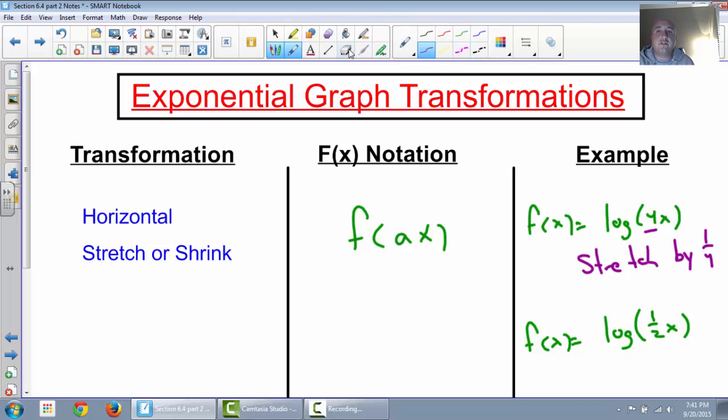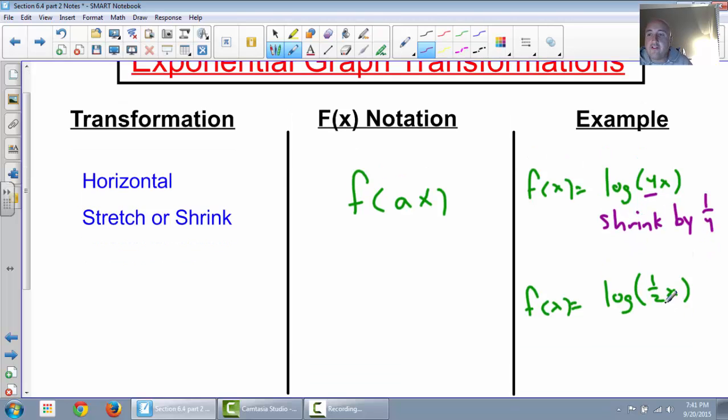Oops, my fault. I made a mistake there. This is a shrink. Okay, whenever it's a whole number, you're going to say it is a shrink by the reciprocal. Okay, so it's a shrink by 1/4. When you have a fraction, okay, that is a stretch by the reciprocal. The reciprocal of 1/2 is 2. Okay, so you have to remember for horizontal stretch and shrink, if it says shrink by 1/4, you have to use the reciprocal, which is 4. If it says stretch by 2, you have to use the reciprocal, which is 1/2.